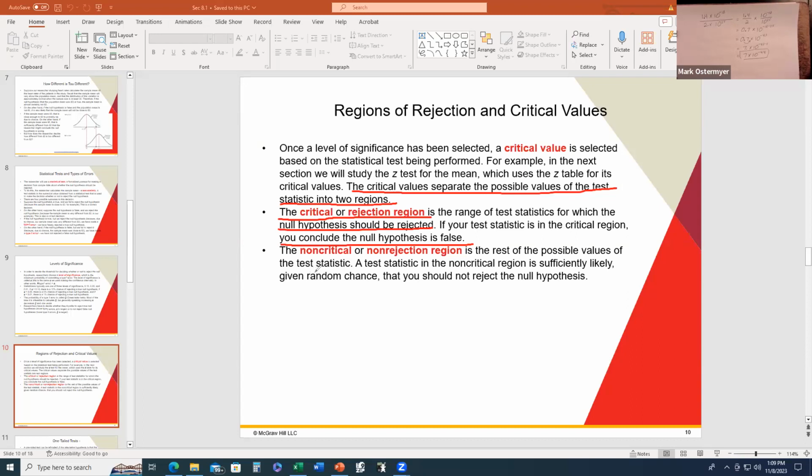We also form what's called a non-rejection region with our critical z or t values, sometimes referred to as the non-critical region. It is the rest of the possible values of the test statistic. A test statistic that falls in the non-rejection region would then give us reason to not reject the null hypothesis.